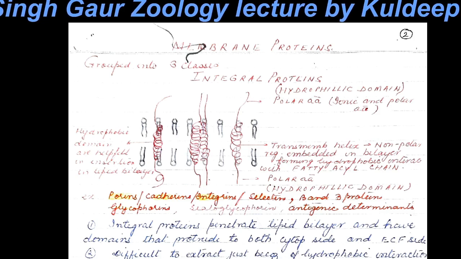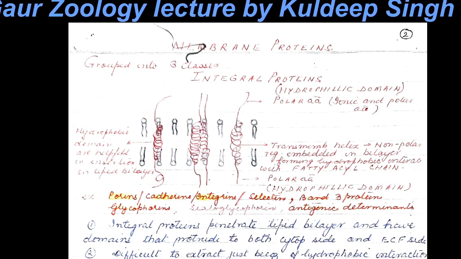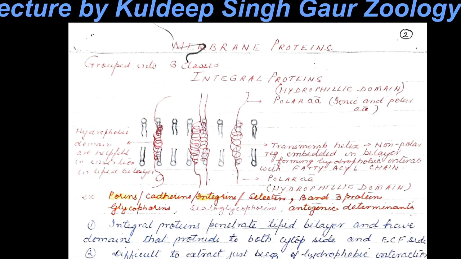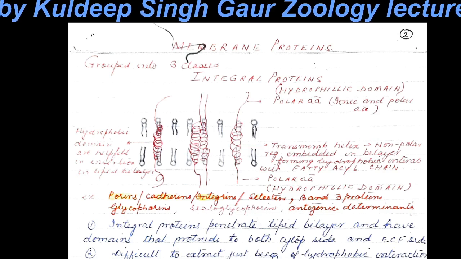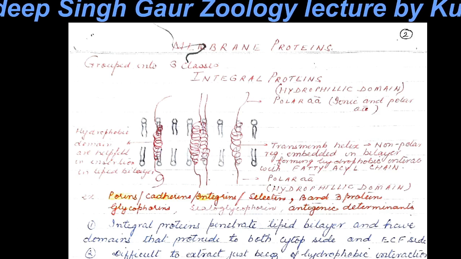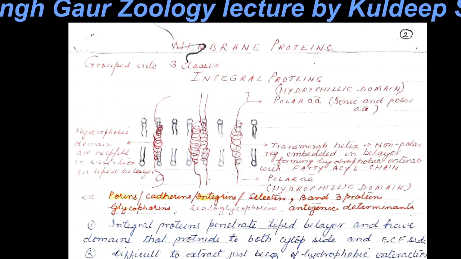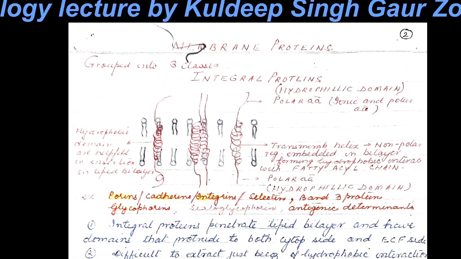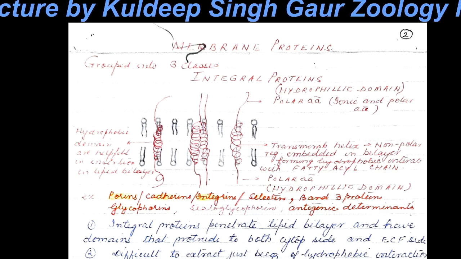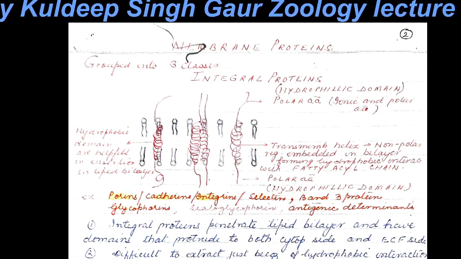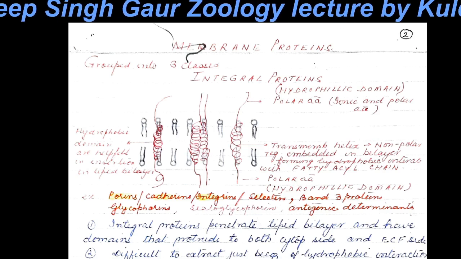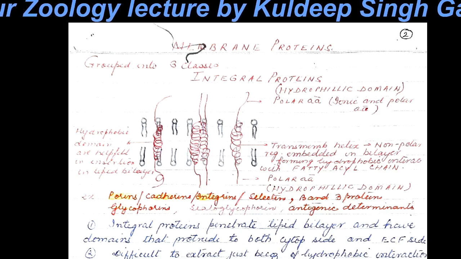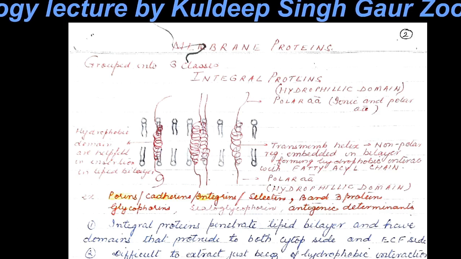The hydrophilic domains contain polar amino acids, whereas the hydrophobic part which remains embedded in the lipid bilayer contains hydrophobic amino acids which are in interaction with the fatty acyl chains of the lipids. The hydrophobic domain has an importance in the sense that it is helpful in the insertion of these integral proteins in the lipid bilayer.